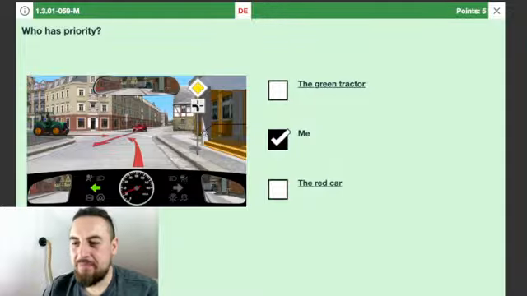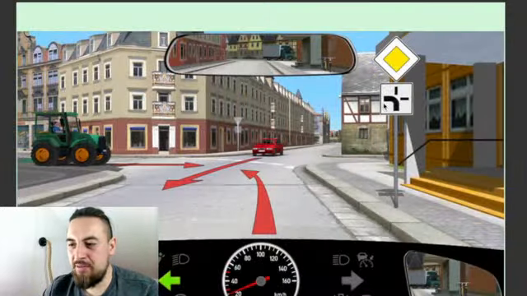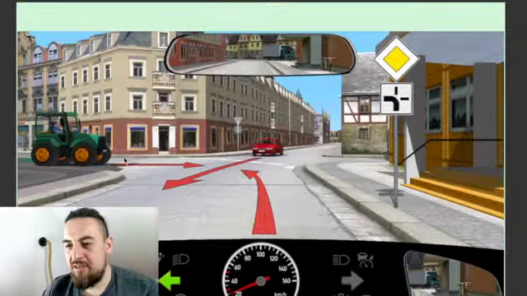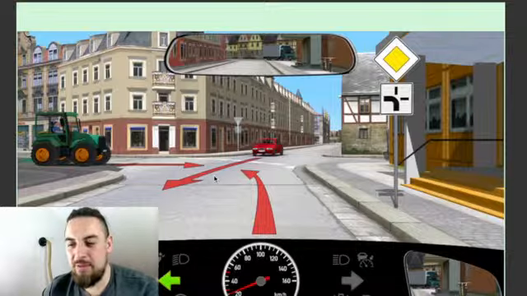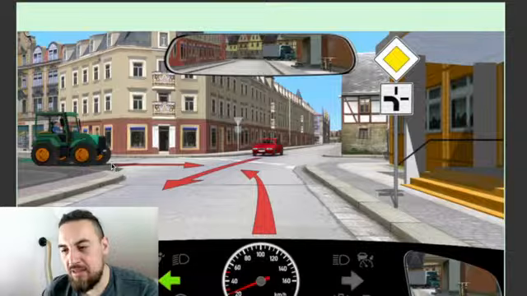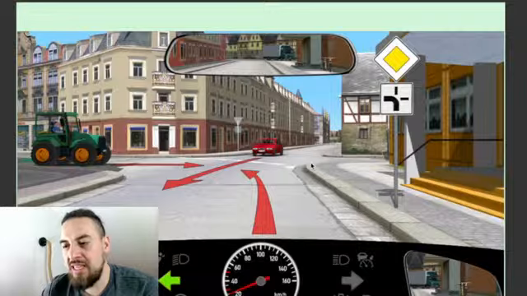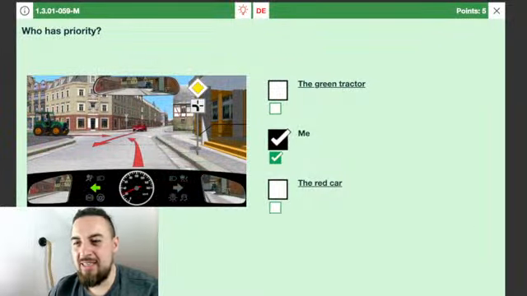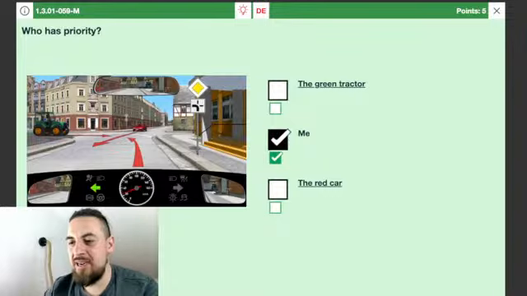Why? Because we are on a priority road and the red car is not. Yeah, regarding this one, he has to wait. And now the question is, who's about to cross the coming priority road? And actually, we are following the priority road. Meanwhile, the truck is leaving and the priority road is going straight and crossing our lane. That's why he has to wait, and we are going first. Exactly. Nice. The second answer is correct.